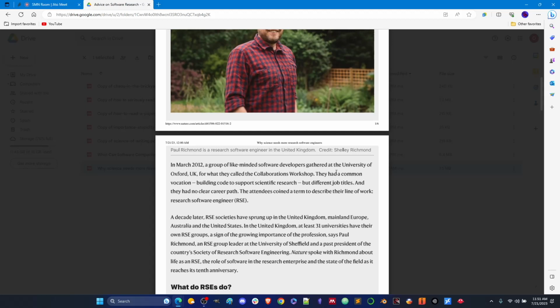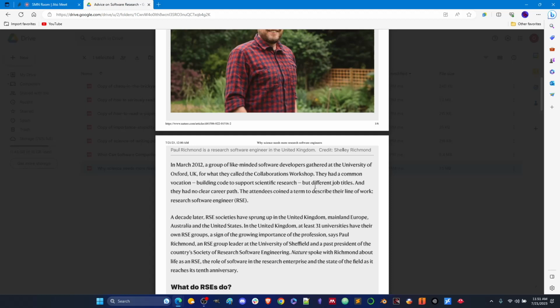In March 2012, a group of software developers gathered in Oxford for what they called the Collaborations Workshop. They had a common vocation, building code to support scientific research, but different job titles. You find this also with postdocs in academia. You have this category in people's minds, but a lot of organizations name them different things. If they hire someone, it's under a different title. So first of all, it's hard to find the positions to apply for, and secondly, it's hard to define the scope of what is involved.